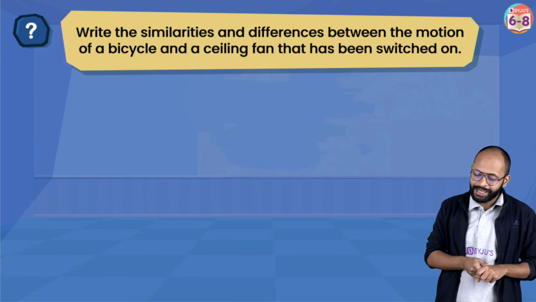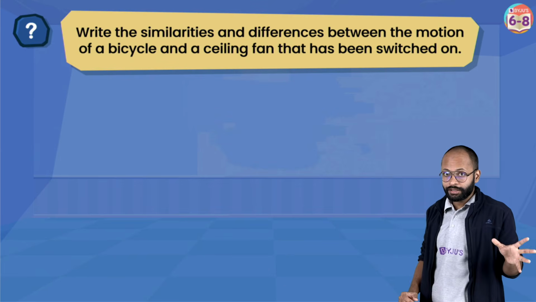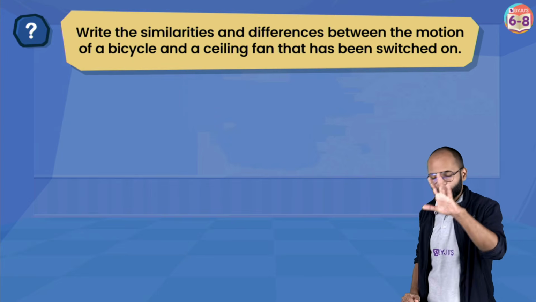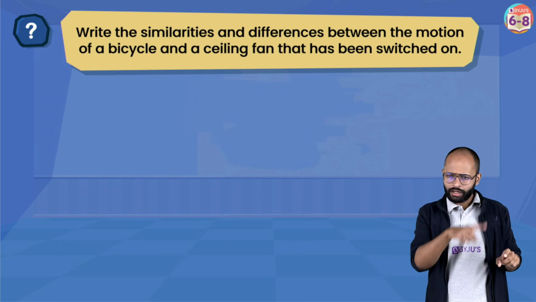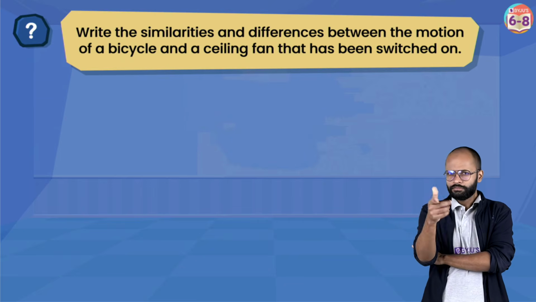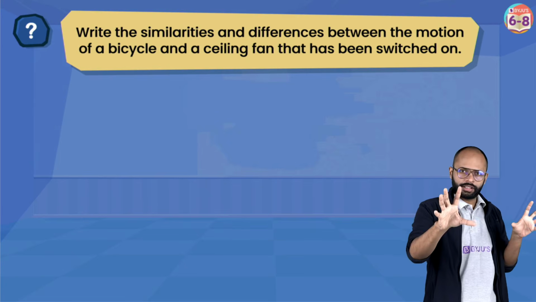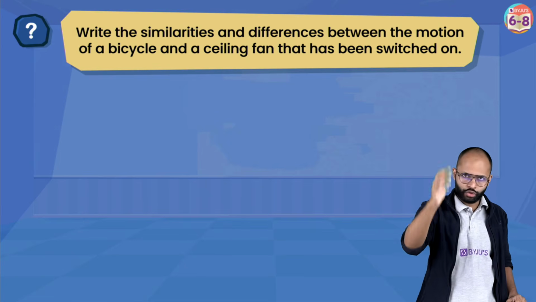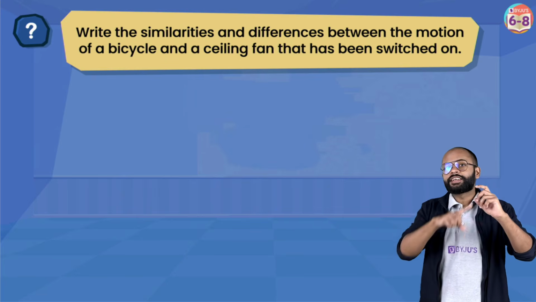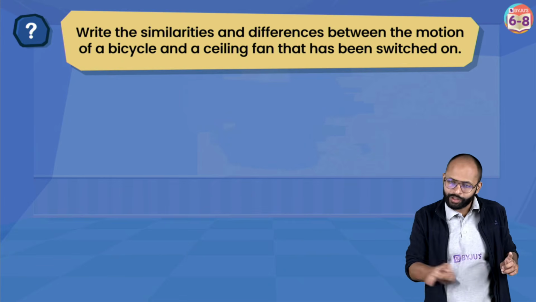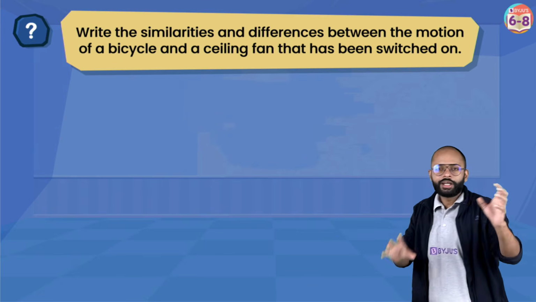ठीक है, चलो. One question. What are the similarities and differences between the motion of a bicycle and a ceiling fan that has been switched on? एक bicycle और एक ceiling fan में क्या similarities हैं और क्या difference है? देखो भाई, similarity क्या है? पहली चीज, in a cycle the wheels they are rotating. Yes sir. The fan blades are also rotating. That is similarity. भाई, the wheels, the tires of the cycle are doing rotational motion. That is true. And the fan blades are also doing rotational motion. That is also true. But the difference is, the wheels of the cycle, they are doing rotational motion, but they are also moving forward. Cycle is doing what? A forward motion also.